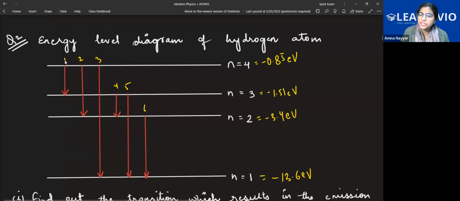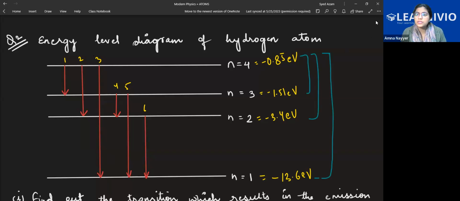Like, look at the first transition. This is from 4th to 3rd, right? From here to here means we'll take the energy difference here. Then look at the second one. The energy difference is from 4th to 2nd. So 4th and 2nd, I'll take the differences between these two. 4th to 1st here for the 3rd transition. So I'll take the difference between this and this. Likewise, I'll have all the transitions energy with me.